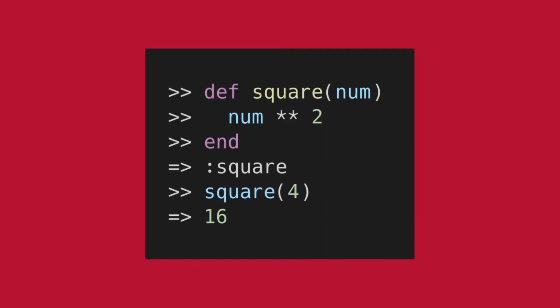Let's look at an example. So here we're defining a function called square that takes in num as an argument. Then it squares the num using the exponentiation syntax with the double star, and then the end keyword closes the method. You can see that square method was returned as a value after we defined it, and now we can use it. So we're calling square passing in 4, and we get back 16 as we would expect.